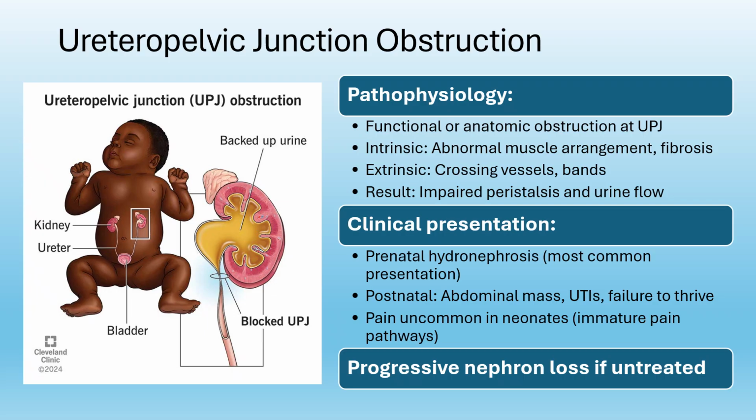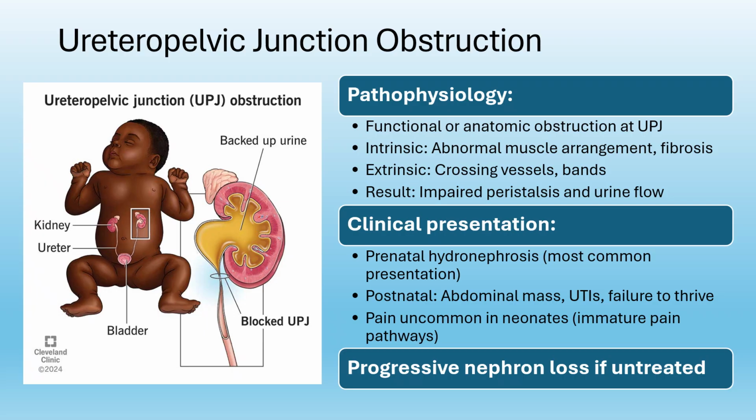Intrinsic causes dominate and involve developmental abnormalities in the ureteral musculature at this transition point. Histology often shows disrupted smooth muscle architecture and excess collagen, impairing peristalsis. In some cases, spiral muscle fibers are replaced by longitudinal ones that cannot generate the propulsive force needed to move urine. This creates a functionally aperistaltic segment.